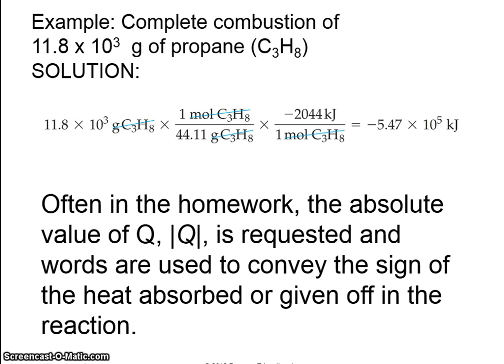Often in the homework that you're about to do for this section, the absolute value of Q, which is Q here shown with the sidebars, is requested. So they'll talk about heats of reaction, and Q actually corresponds to that. And they will use text to describe whether heat is given off or absorbed. So if you don't show a minus sign, then you want to be able to say that the heat is given off, or if you don't show a positive sign, then you want to say heat is absorbed in a reaction.